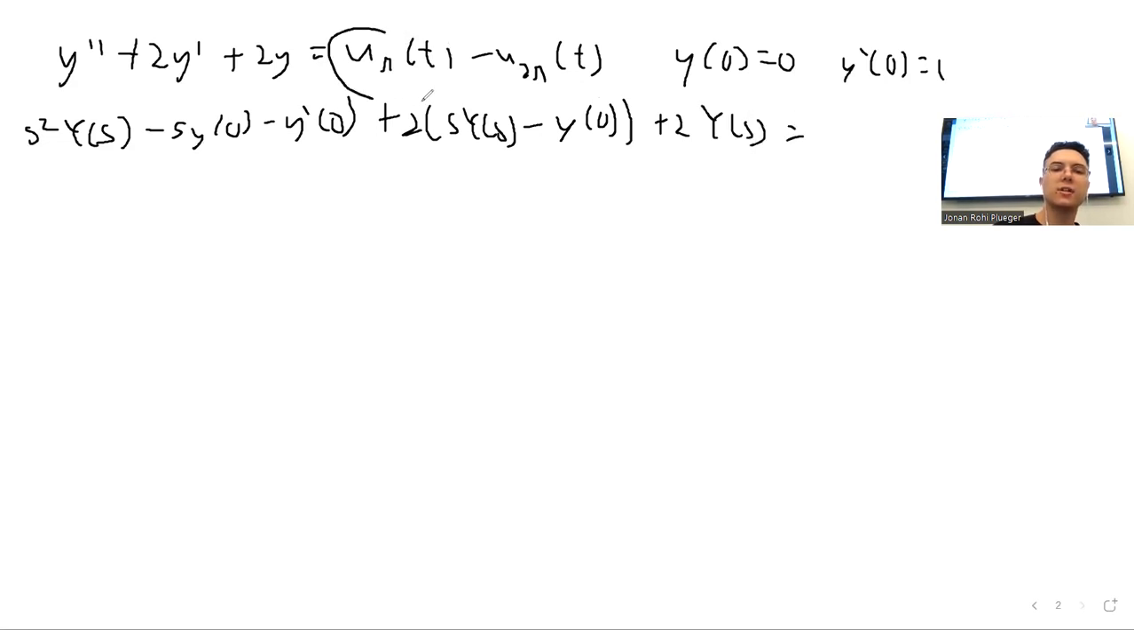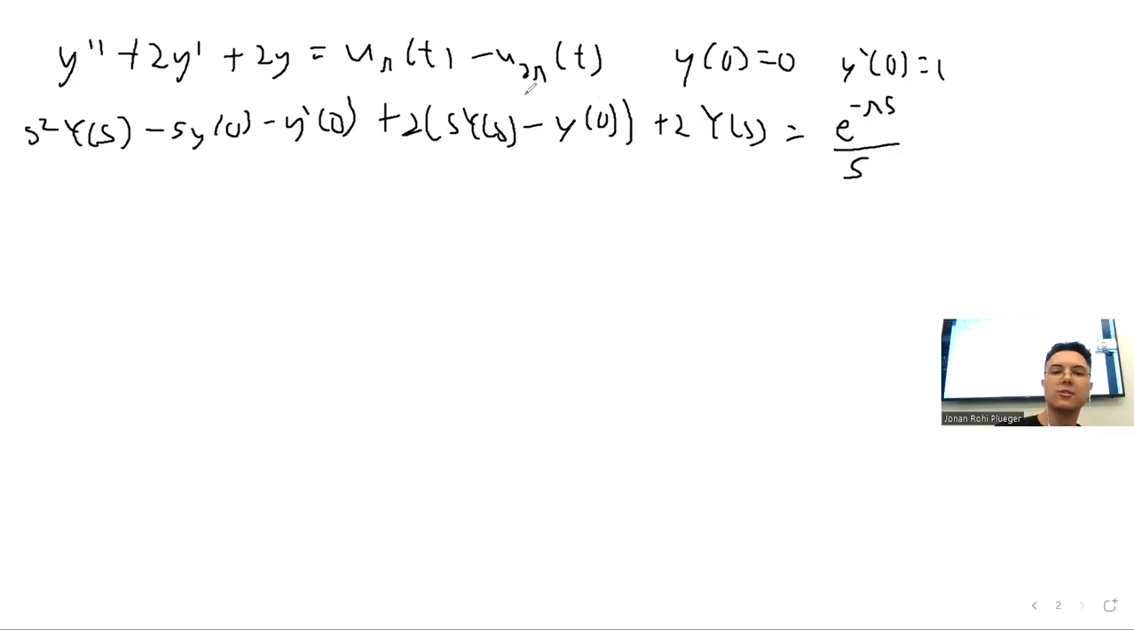And then, according to the table, u pi of t simply turns into e to the negative pi s over s. And u 2 pi becomes e to the negative 2 pi s over s. I believe that's right. Let me think. Yes, it is. So you just sum up the u pi of t? Yeah, I just Laplace u pi of t, because it happens to transform directly into 1 over s. But you have to have the e to the negative pi s as well. Does the table say this directly? Okay, lovely. That's nice of it.